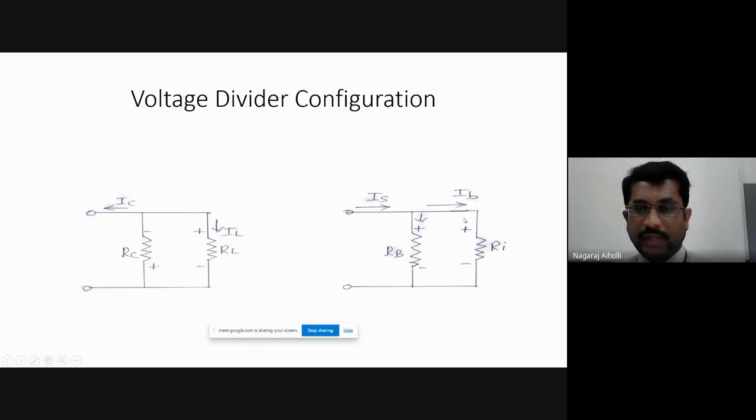IS minus IB according to KCL. So negative to positive, increase in energy, plus IS minus IB into RB, then come to RI, positive to negative, decrease in energy, minus IB RI equal to 0. What is the KVL equation? We have to apply KVL to this closed loop. So it is negative to positive plus of IS minus IB into RB, then positive to negative minus IB RI equal to 0.